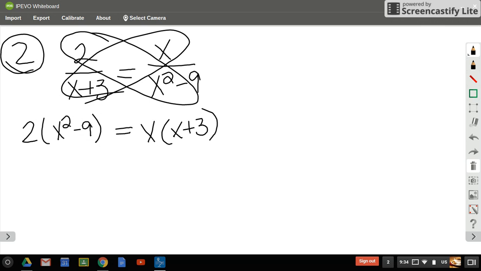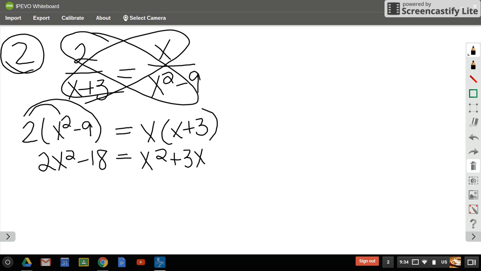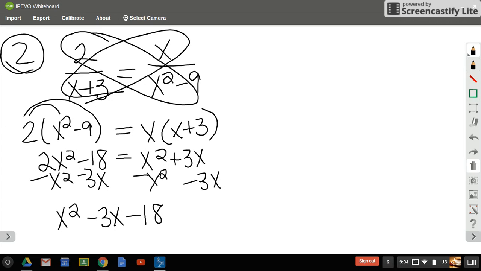So now we have one equation with no denominators. So now we can distribute and solve. So we get 2x squared minus 18 equals x squared plus 3x. And as you see, it's a quadratic, so now we need to get it equal to 0 so that we can solve. So we subtract x squared and subtract 3x, and we get x squared minus 3x minus 18 equals 0.